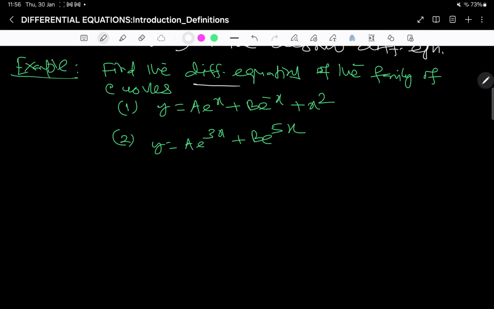You are asked to find the differential equation from the given family of curves. Why is it a family of curves? Because different values of a and b will generate different curves. Here a and b are arbitrary constants.